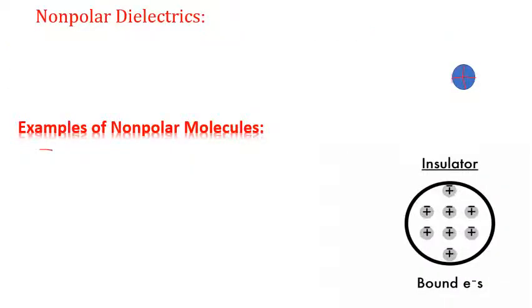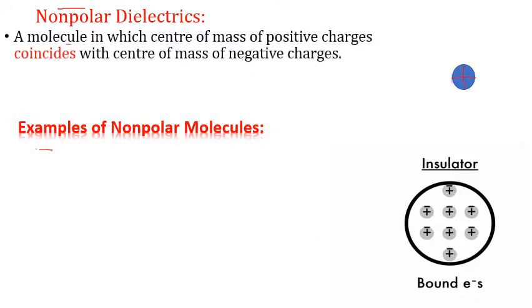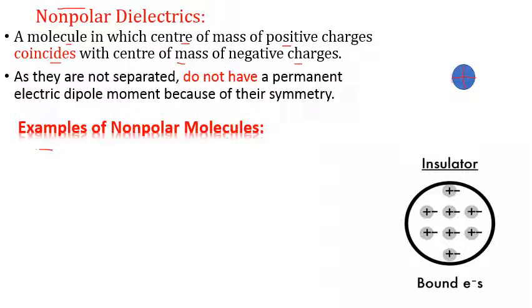Non-polar dielectrics. In the name itself the meaning is there. Non-polar, no separate poles. Now we can define it like this: a molecule in which the center of mass of positive charges coincides with the center of mass of negative charges. As they are not separated, they do not have any permanent dipole moment, or because of symmetry we can say there is no dipole moment.